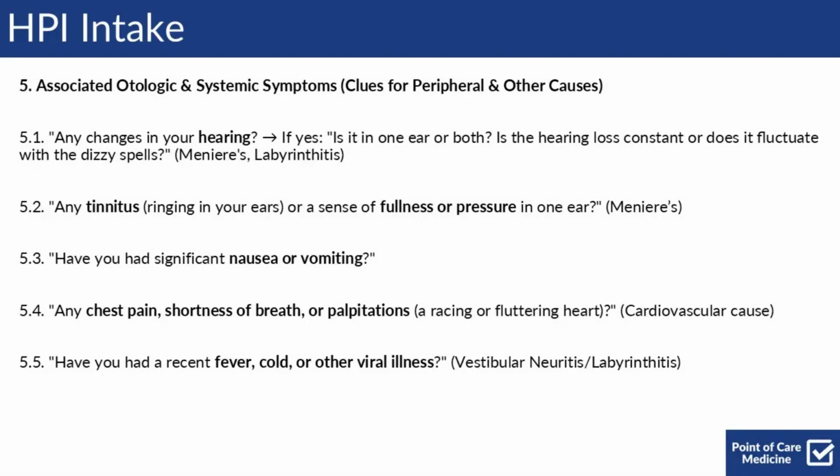Inquire about any changes in hearing. If yes, is it in one ear or both? And is the hearing loss constant or does it fluctuate with the dizzy spells? This could suggest Meniere's or labyrinthitis. Also ask about tinnitus or a sense of fullness in one ear. Other important questions include asking about nausea, vomiting, chest pain, shortness of breath, palpitations, or recent fever or viral illness.